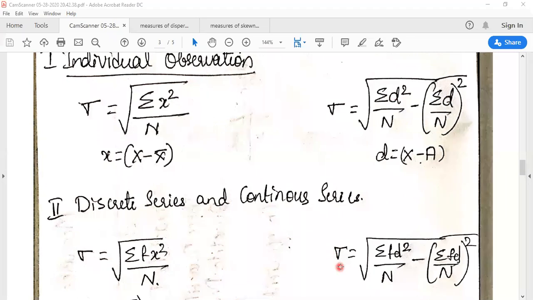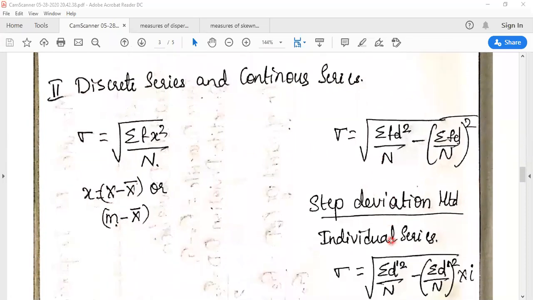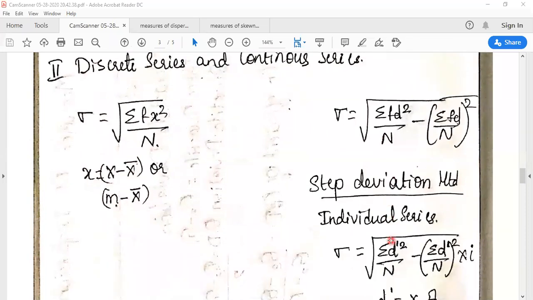So sigma is equal to square root of summation fd square by n minus summation fd by n whole square. Now here again, d is nothing but deviation, x minus a or m minus a. So x minus a is for discrete series, m minus a is for continuous series. Then the last method under standard deviation is the step deviation method.